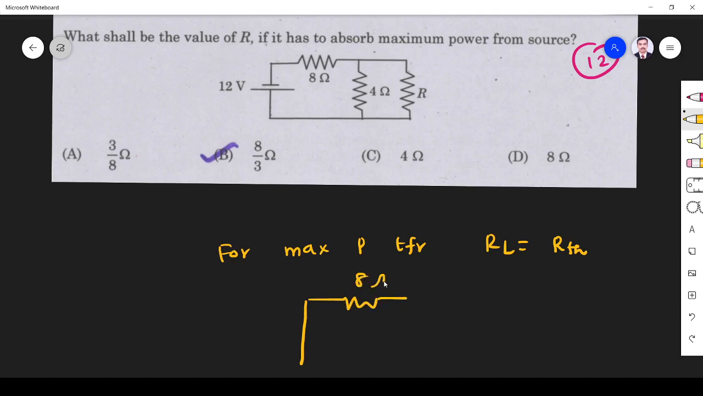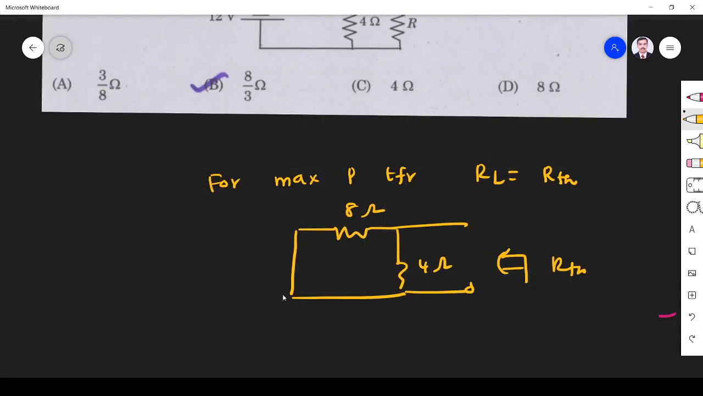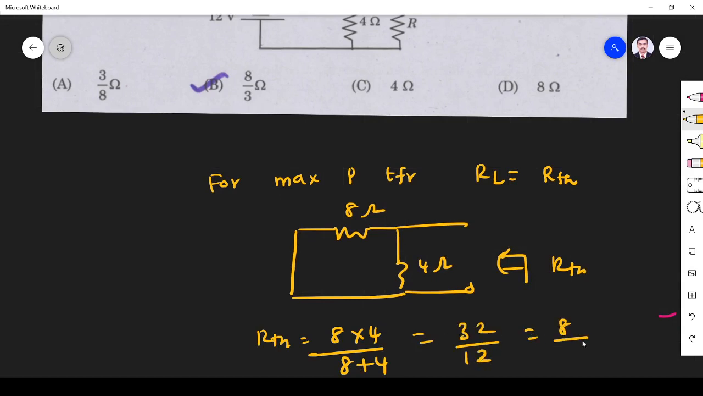Remaining resistance is 8 ohm, here 4 ohm. Leave the load, so the load I leave as it is. From here I have to see R Thevenin. R Thevenin is an equivalent resistance. R Thevenin is equal to 8 into 4 divided by 8 plus 4, which is 32 by 12, so 8 by 3 ohm. So option B is the right answer. Right? Okay.